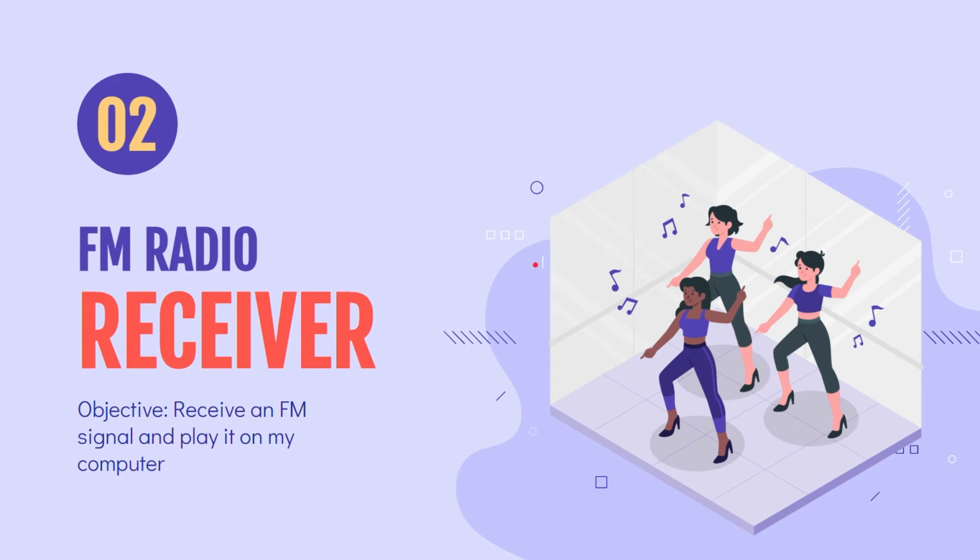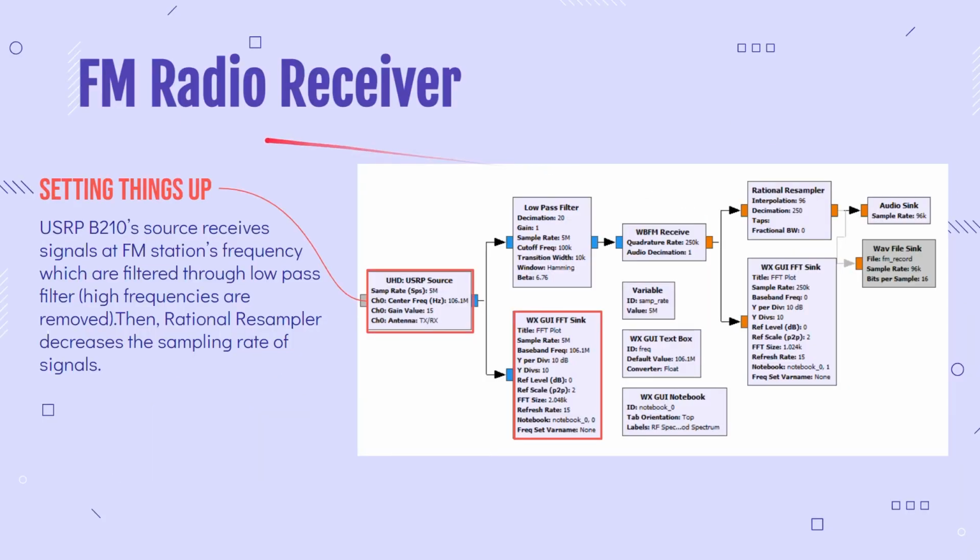The second one is FM radio receiver. Here the objective was to receive an FM signal and play it on my computer. So setting the GNU Radio, here I specify the center frequency, which is 106.1 megahertz, and then I pass the signal to low pass filter, which basically gets rid of all the high frequencies, and then it gives it to WBFM receive module, and then it gives the signal to rational resampler, which basically decreases the sampling rate of these signals, and then it gives all the signals to audio sink to play it.